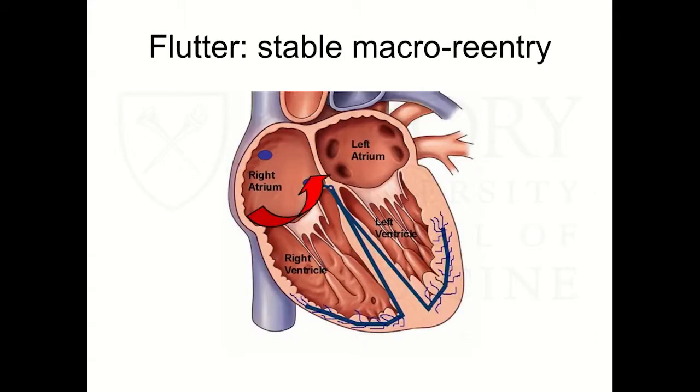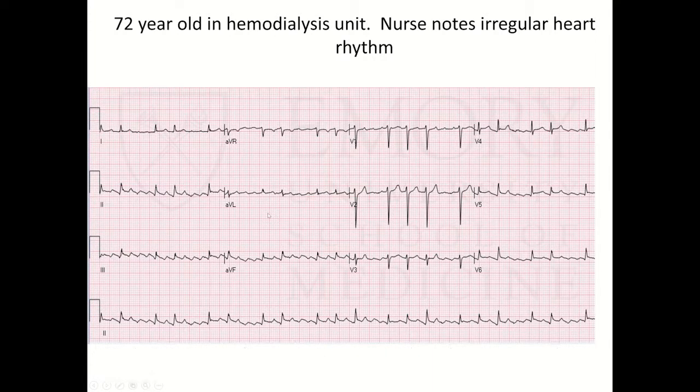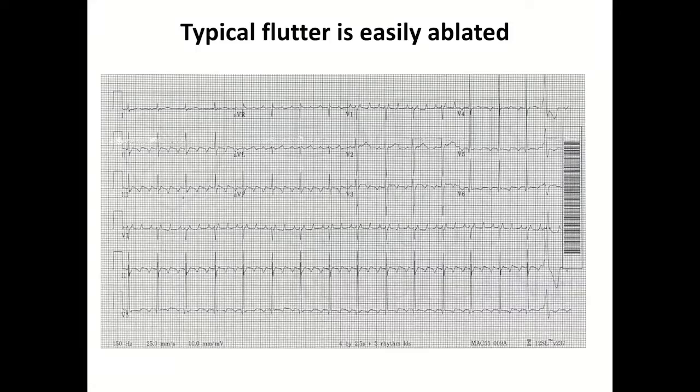Remember that typical atrial flutter uses the cavo-tricuspid isthmus as the critical isthmus. It's usually counterclockwise, spinning up the septum, down the free wall, and that's what gives you this sawtooth appearance. It's easily ablated. Here's an easier flutter because the QRSs are dead regular. So there's no question here. And this is a low morbidity procedure with a high cure rate.